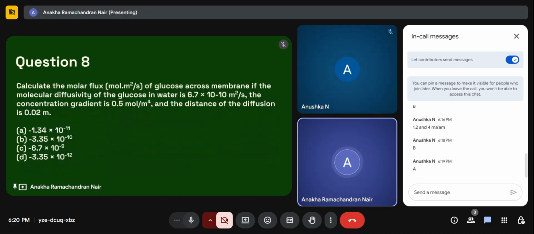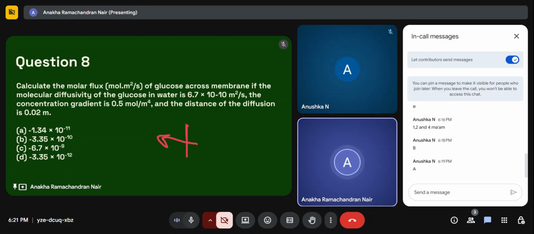So this is a numerical type question. You have to calculate the molecular flux of glucose across the membrane, right? So imagine this is the membrane, you have to calculate the molar flux of glucose across the membrane, that is the movement of the glucose. If the molecular diffusivity of glucose in water is 6.7 into 10 to the power minus 10 meter square per second, and the concentration gradient is 0.5 mole per meter to the power 4, and the distance of the diffusion is 0.02 meter.